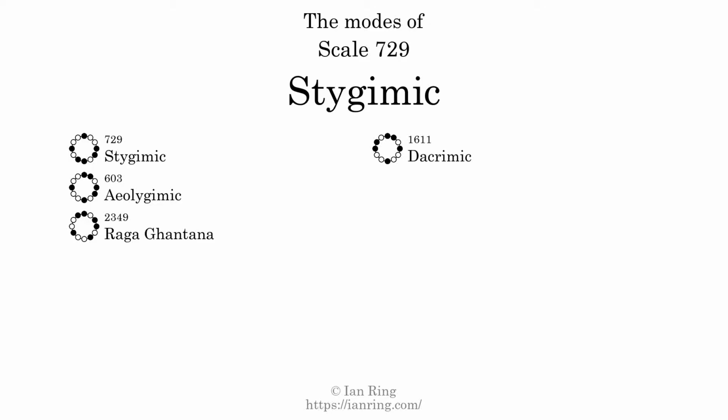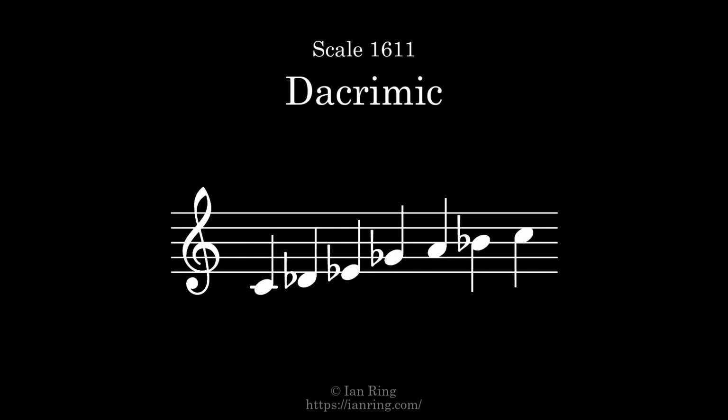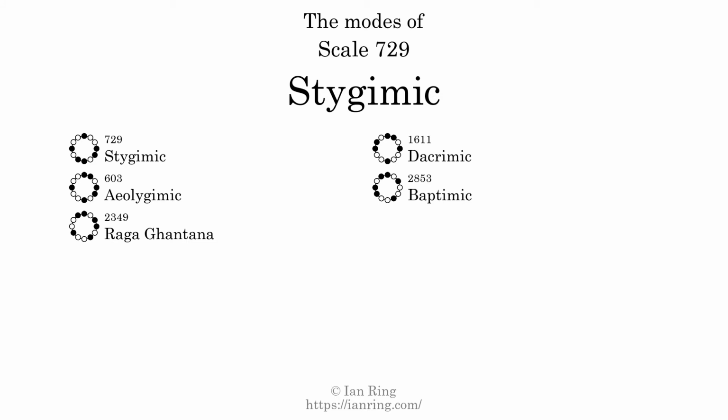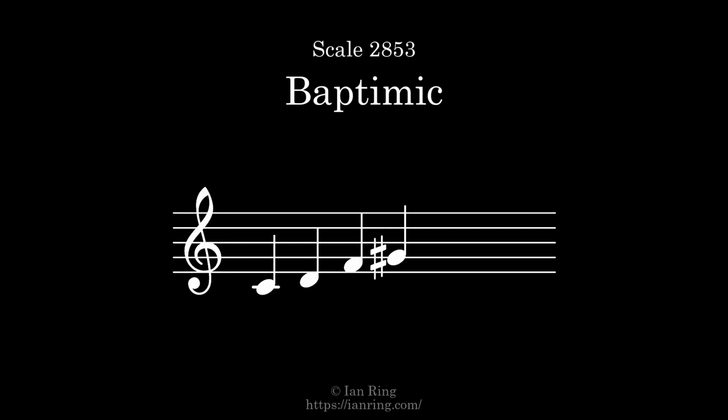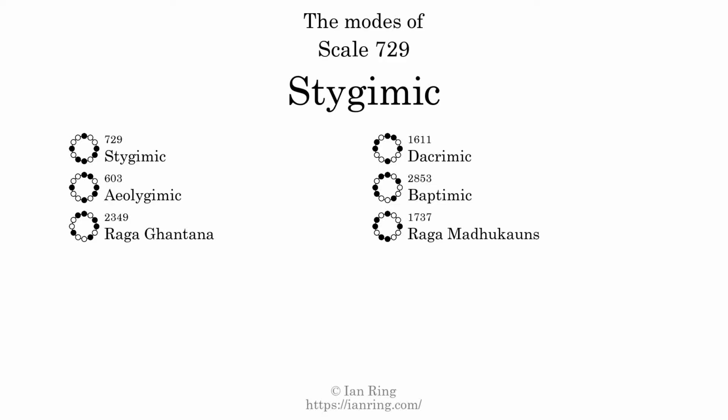The fourth mode is scale 1611, also known as Stygimic. It sounds like this. The fifth mode is scale 2853, also known as Baptimic. It sounds like this. The sixth and last mode is scale 1737, also known as Ragamagicons. It sounds like this.